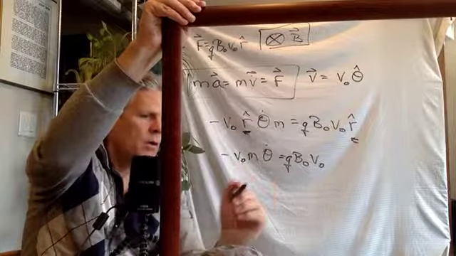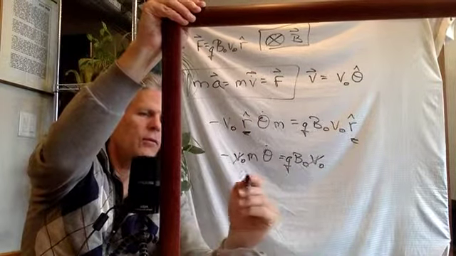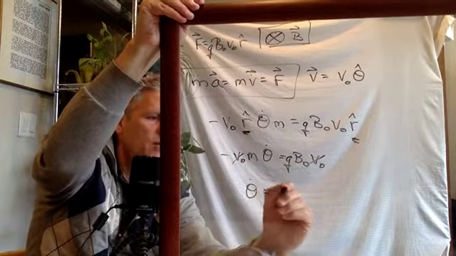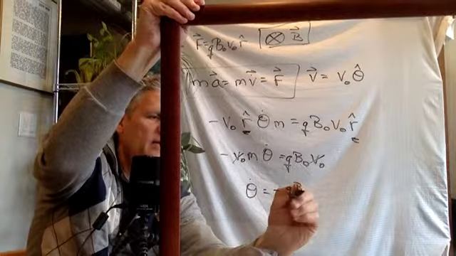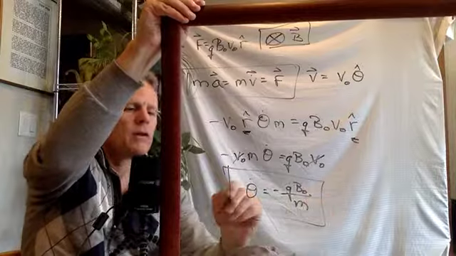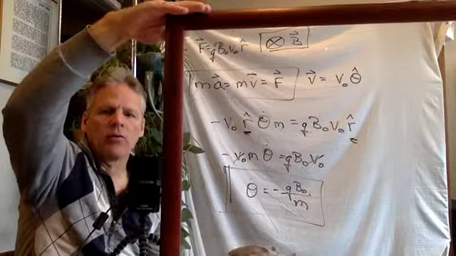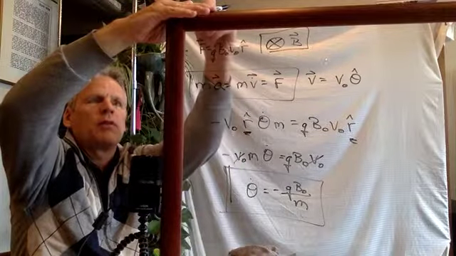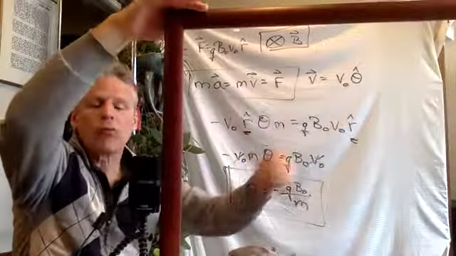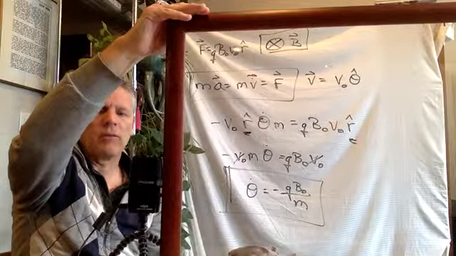Okay, so what are we going to do? We're just going to divide both sides by V0 and get rid of those terms. And what do we end up with? We end up with theta dot equals minus Q B0 over m. Now, question, does this look familiar from anything else? Yes, it's the exact same result we got when we were using Cartesian coordinates. And now, because of that, all the rest of the discussion is exactly the same as it was before.